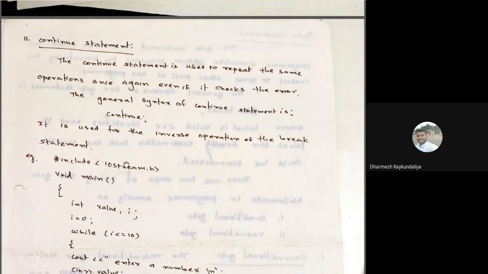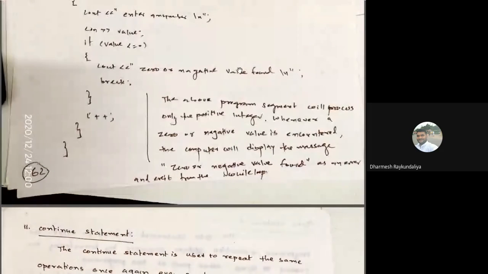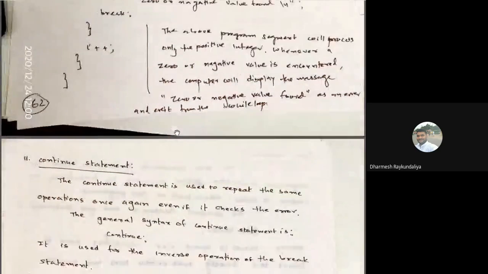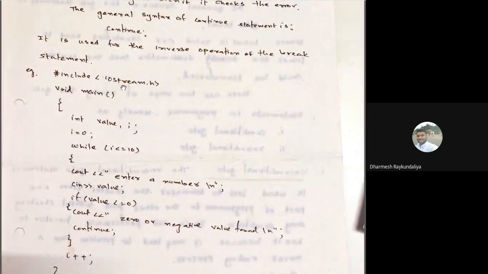So same here, what happened? As soon as a zero or negative number is found, it will exit from the loop. But here what happened? It is saying that please continue. कब तक continue करेंगे? As soon as your loop is over. So integer value I equal to 0, that is initializing the index, while I less than or equal to 10. Then you will ask the user to enter the numbers. The user will supply some numbers. If the value is less than or equal to 0, it will print the message "0 or negative numbers found." Then it will continue, means आप आगे यहाँ से वापस यहाँ जा सकते हैं.